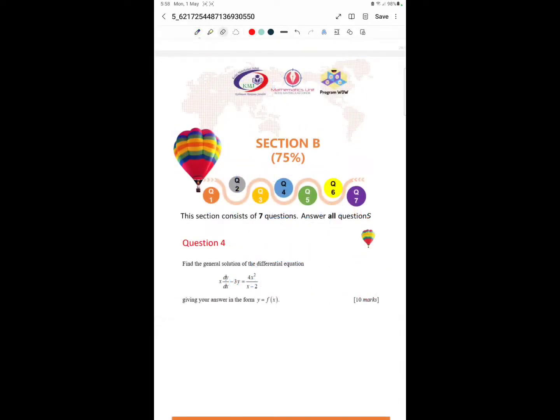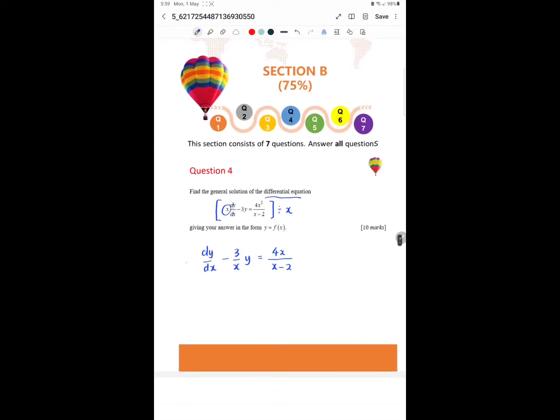Question number 4, we have a differential equation. If you look at the equation here, we have x in front of dy dx, so we cannot have x there. That's why we're going to divide by x, dy dx minus 3 over x y. So make sure it's in the standard form. So 4x squared divided by x, we get 4x, x minus 2.